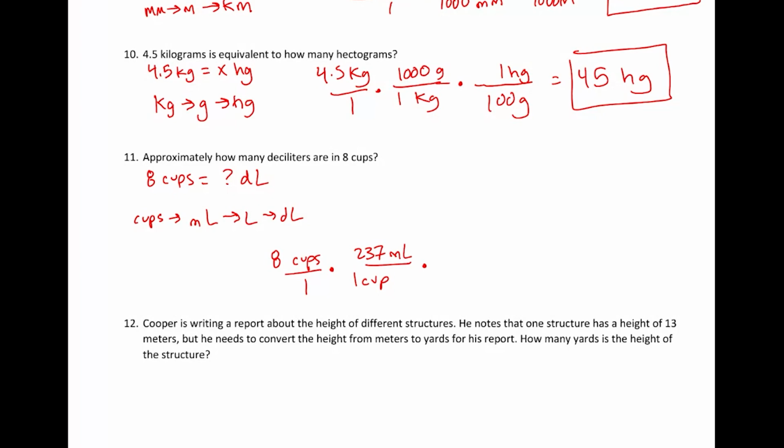And now we can go milliliters to liters. There are 1,000 milliliters in 1 liter. And then we're going to go liters to deciliters. So 1 liter is equivalent to 10 deciliters. Now I've got to pull out the calculator. We're going to multiply all this out: 8 times 237 times 1 over 1,000 times 10 gives us 18.96 deciliters.